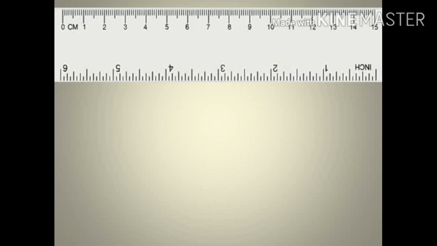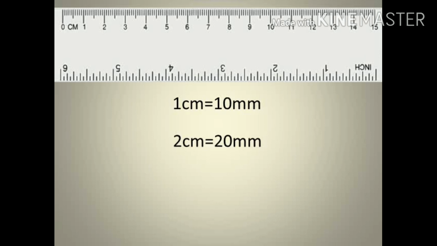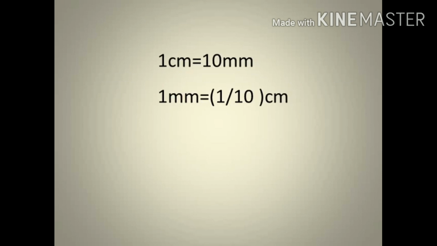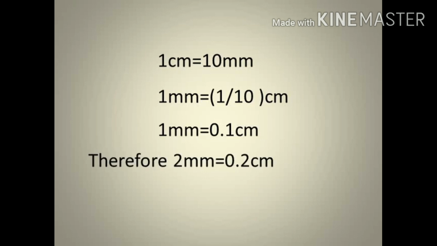Now, consider this ruler. Here we can see that 1 centimeter is equal to 10 millimeter and 2 centimeter equals 20 millimeter. What will be 2 millimeter in terms of centimeter? By using our knowledge of measurements, we can say that 1 centimeter equals 10 millimeter. So 1 millimeter would be equal to 1 upon 10, that is 0.1 centimeter. Therefore, 2 millimeter would be equal to 0.2 centimeter.